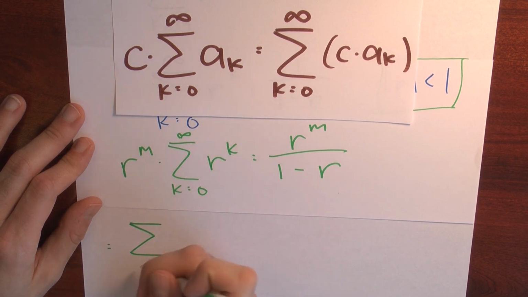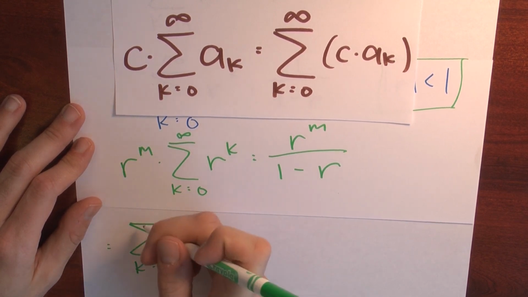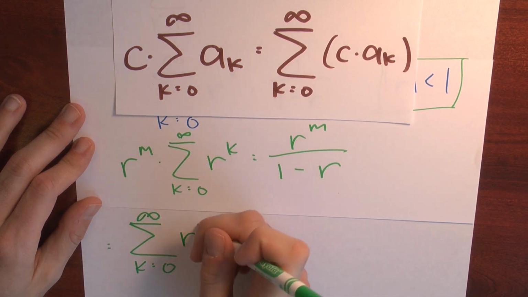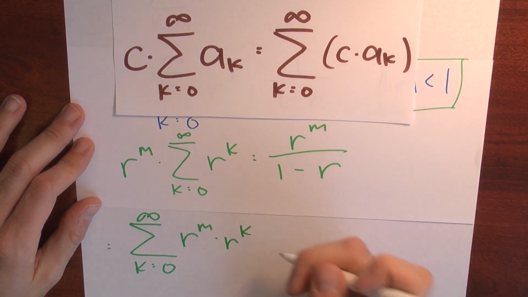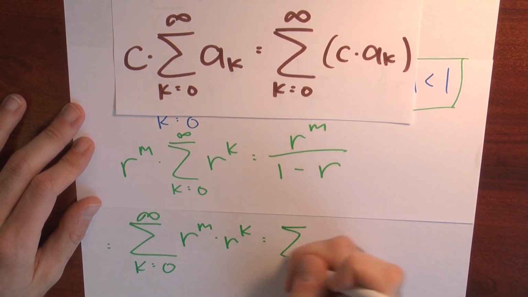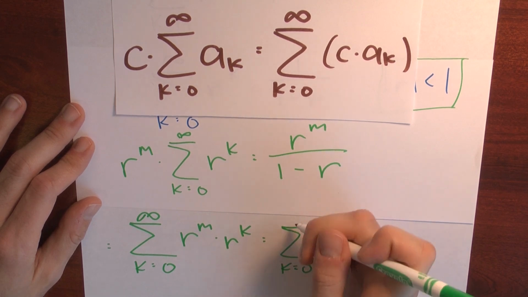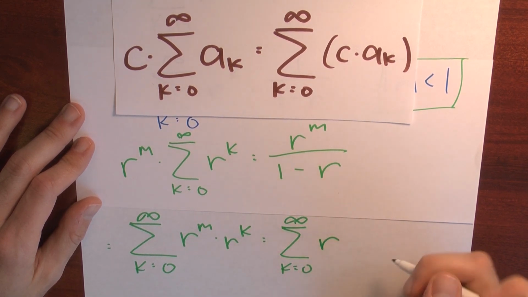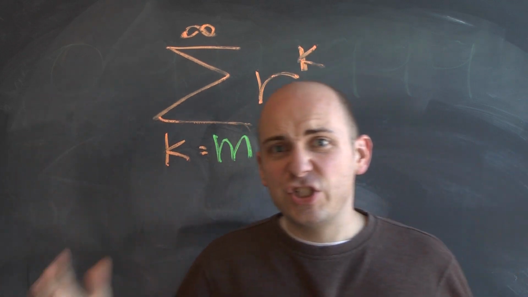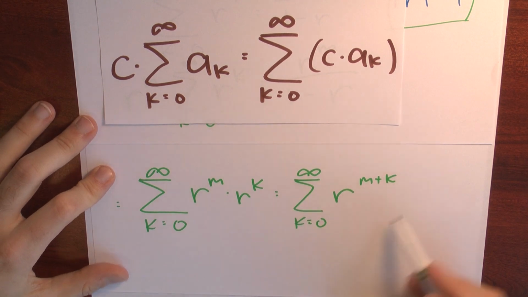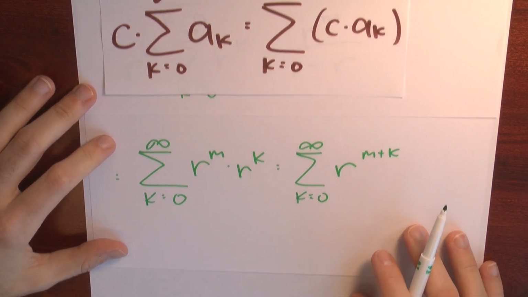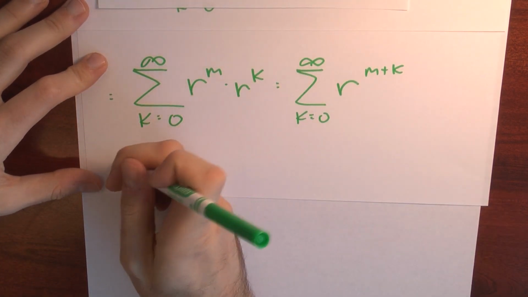It's equal to the sum k goes from 0 to infinity of r to the m times r to the k, which I could rewrite as the sum k goes from 0 to infinity of r to the m plus k. The bounds on the series can be rewritten. Well, what do I mean by that? Well, let me write out what this series looks like. I'm just going to write out the first few terms of the series.